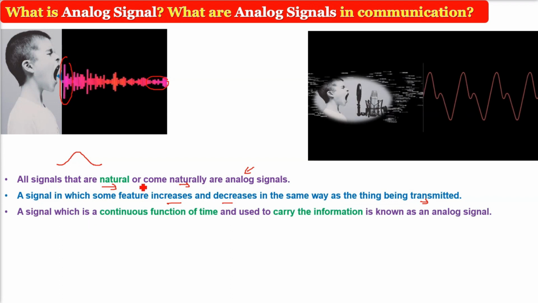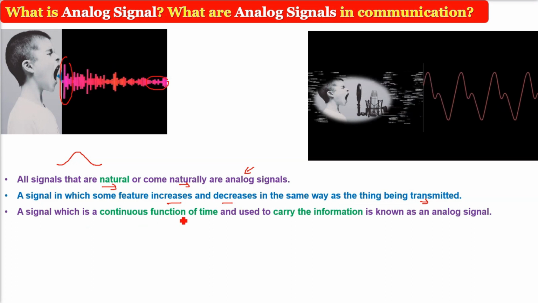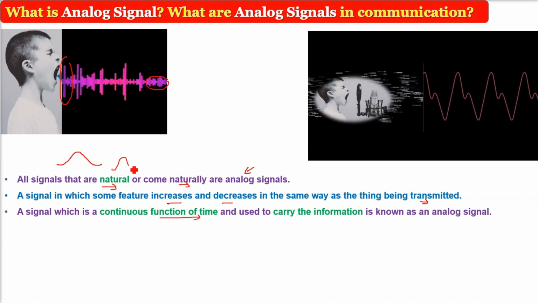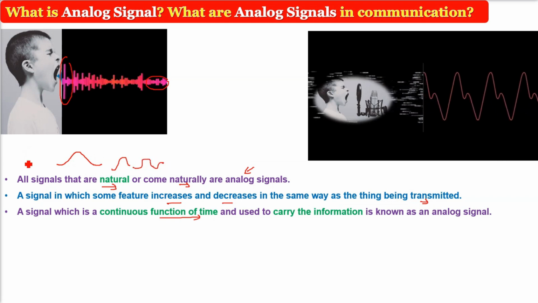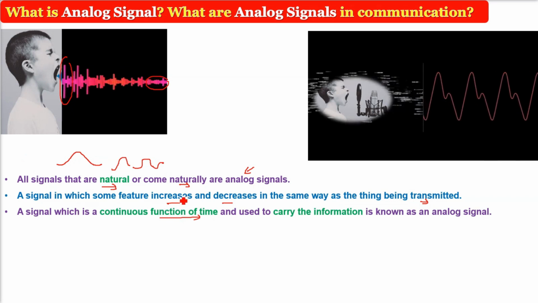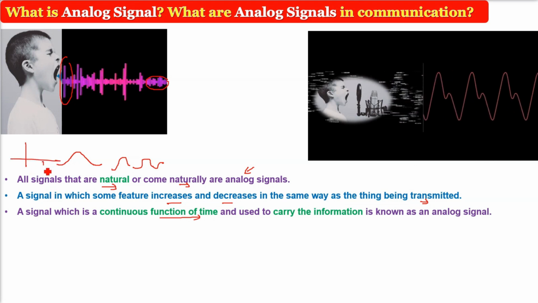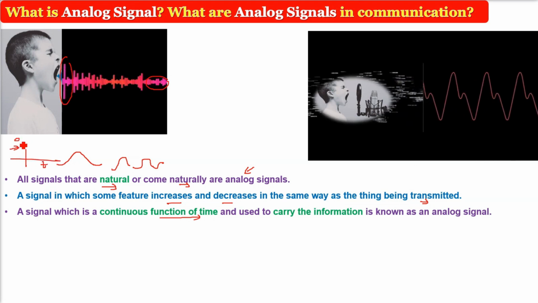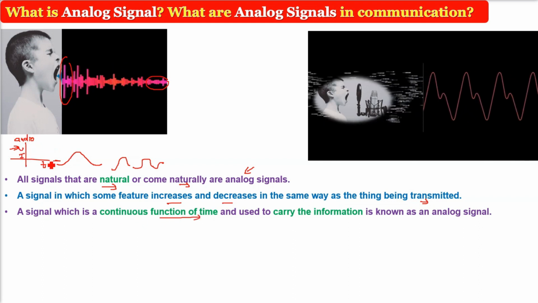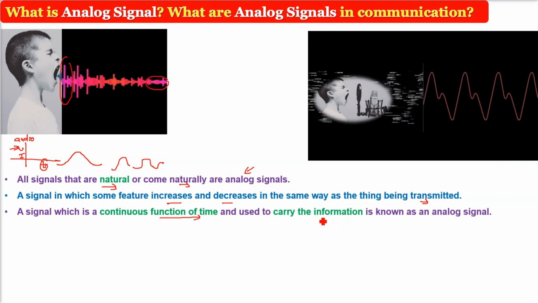Okay? So a signal which is a continuous function of time, this is very important, continuous function, there should not be any breakage, and it has to vary according to time. So if you make a graph, there is no breakage. It will always be continuous, and it is used to carry information. So it is a function of time. So the voltage or any physical entity you take, voltage or current mainly in analog signal, is a continuous function of time. And then the representation of this is an analog signal because it is carrying the information.